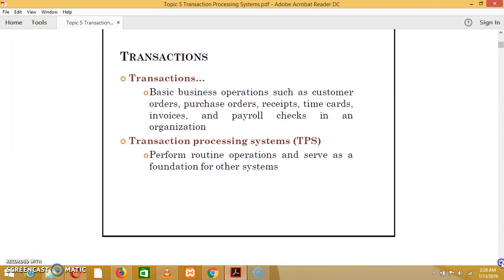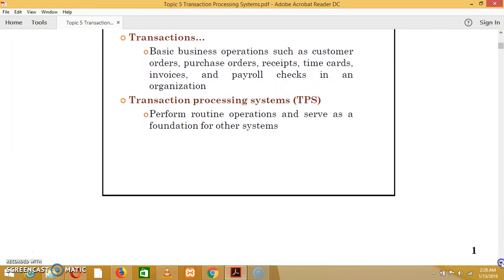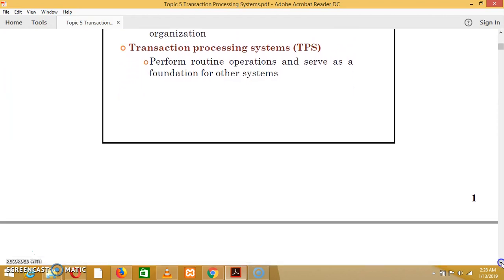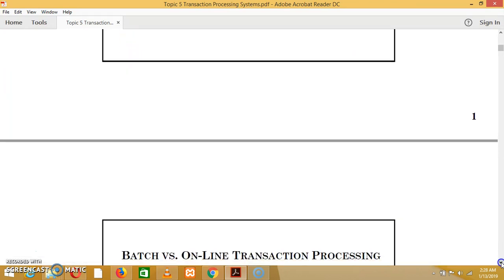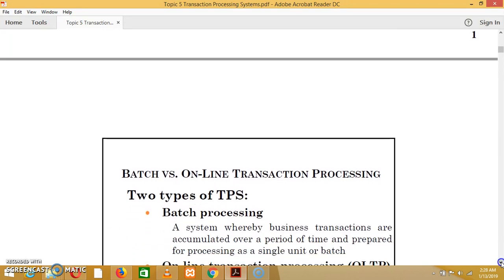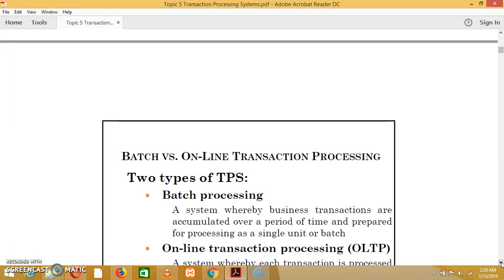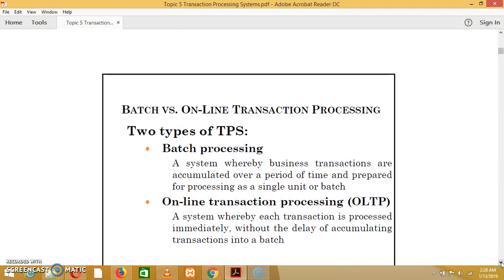So basically there are two types of TPS, or transaction processing systems: batch TPS and online TPS. When I say batch processing, it means we accumulate data and then we process it, then we give output. So in batch processing we should have accumulated data so that we can process it before we give out the output. But online transaction processing involves processing the data at the time it is being delivered or received.